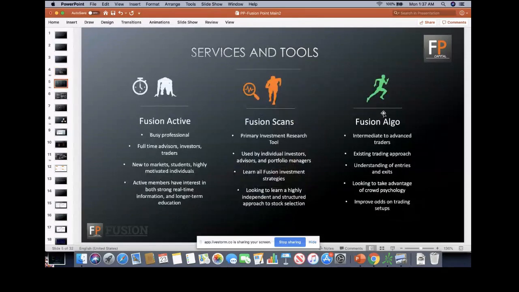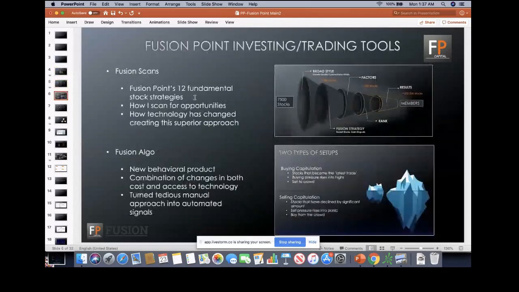I'll skip through the services and tools. You're welcome to look at that, but active is sort of me. And then the scans and the algo is where everything is driven from. In my scans, I run about 12 different strategies. That gets me down to about 200 to 300 stocks. And that really determines what I'm going to trade or invest in, and it really depends on time frames.